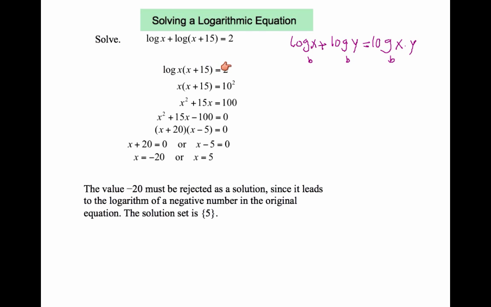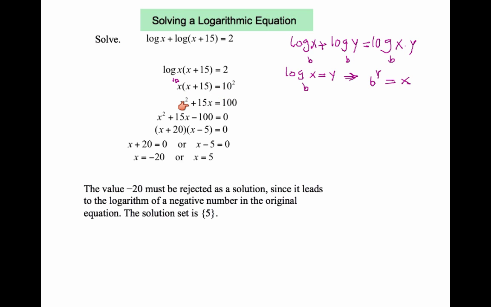So at this point here, I can rewrite this in its exponential form. If log of x is equal to y, with base b, I can write this as b to the power of y is equal to x. So to drop this log here, I need to convert this to this exponential form. That's exactly what we're doing here. The base here is 10. If there's no number here, it means it's 10. So there we have 10 to the power of 2 is equal to x times x plus 15.